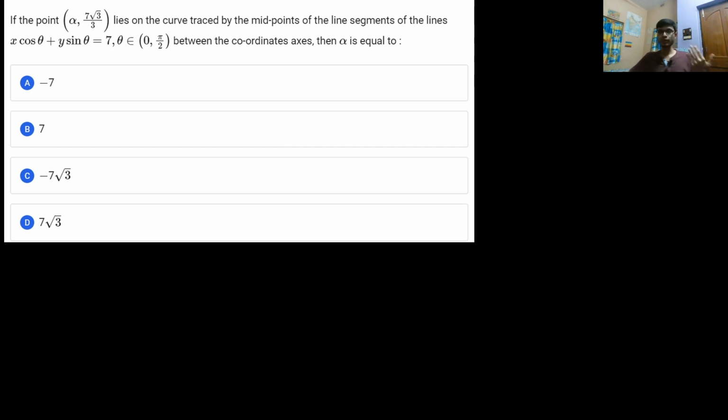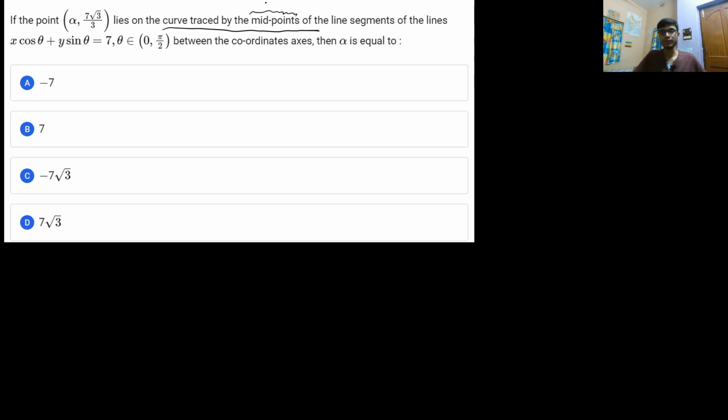Many students, when they study the straight line for the first time, get difficulty in solving problems of locus. But this is not a very difficult problem of locus. If you just read the question, you can definitely solve it. So let us read out what the problem has to say. It says that the point alpha comma 7 root 3 by 3 lies on the curve which is traced by the midpoint of the, so there is a term which is a midpoint.